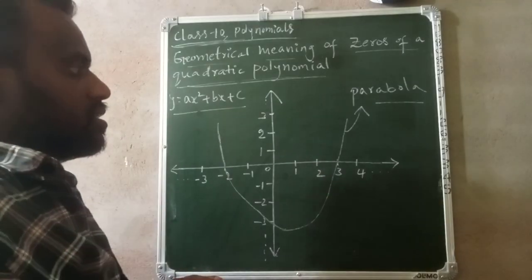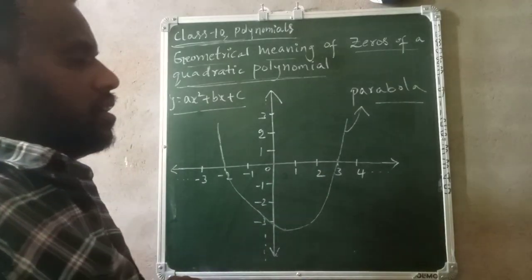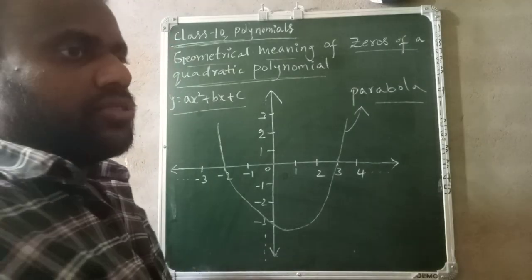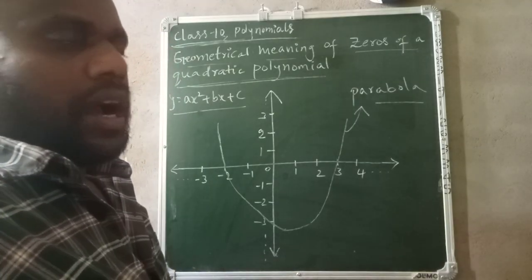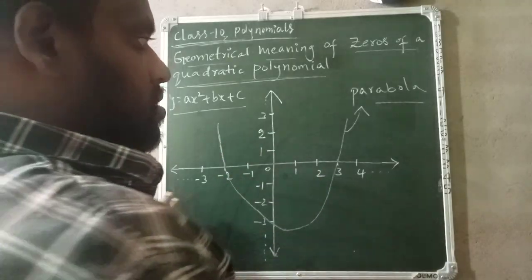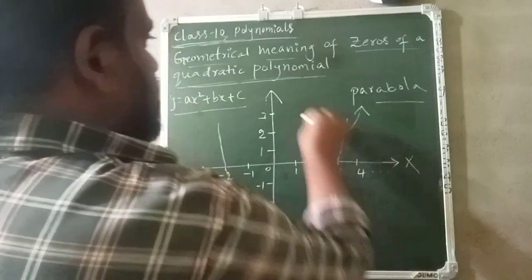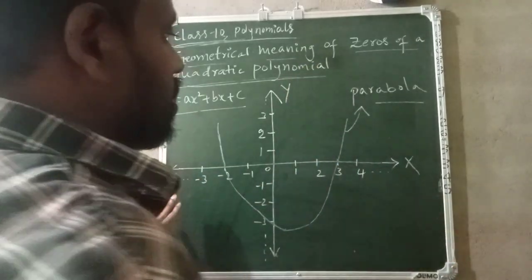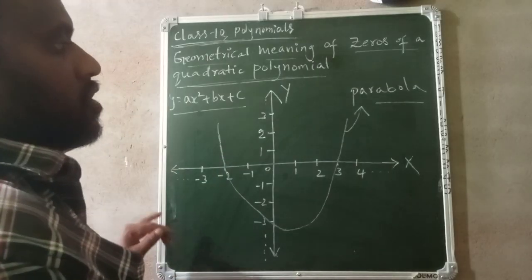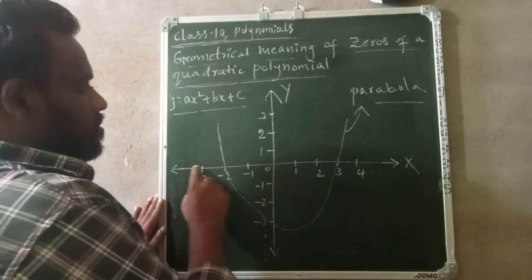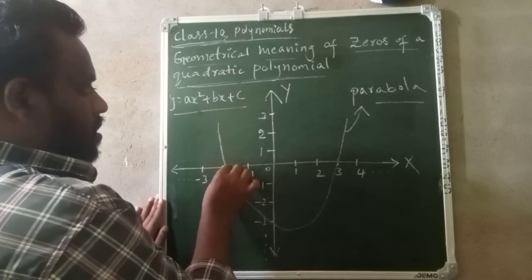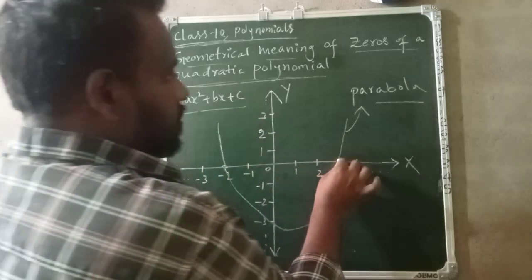Now zeros means, remember, the x values at which the graph or curve cuts the x-axis. See, this is the x-axis and this is the y-axis. So where is the curve cutting the x-axis, at which points? Here, right? So this is the x-axis. So this curve is cutting here and here.